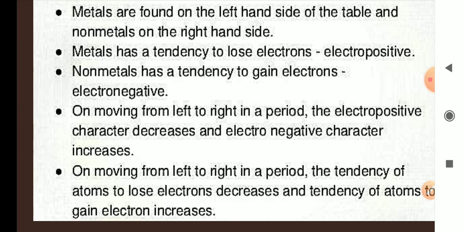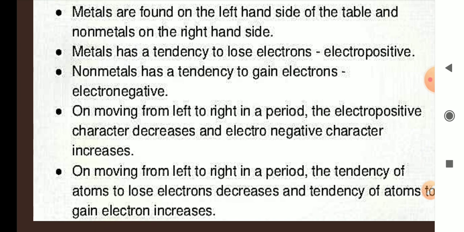Next property, metallic character. It is the tendency of an atom to lose electrons, so all the metals are going to lose electrons, that's why they are positively charged. If we consider a period, along the period from left to right, metallic character will decrease, because their tendency to lose electrons is decreasing due to the increase in nuclear charge, because their proton numbers are increasing but their shell numbers are not increasing, that's why no electrons are coming.